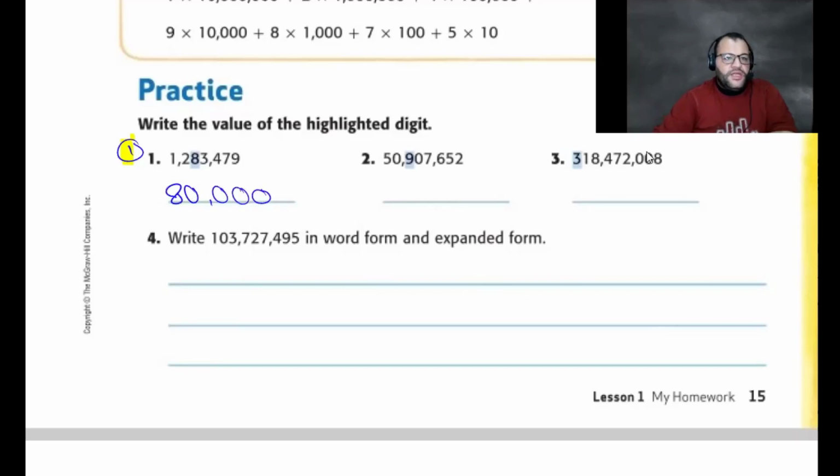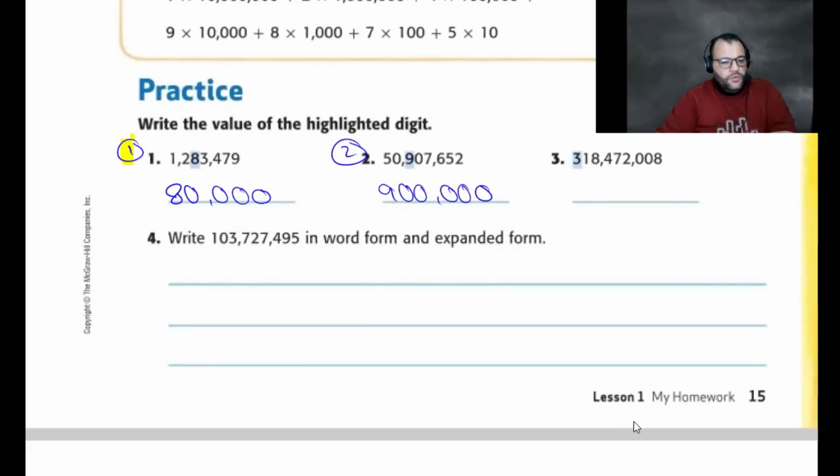Number 2. Hamza Naeem, if you know the answer, please raise your hand. Number 2. We are solving number 2. What is the value of the highlighted digit? The value. Hamza, yes. 900,000. 900,000, yes.